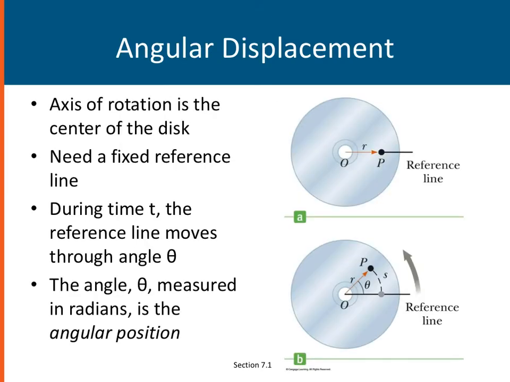So when something spins, we say that it spins around the center of itself. So the axis of rotation is then the center of the disk. If we need a fixed reference line in order to figure out the change in theta, we just make a reference line, and then whatever theta that reference line moves, that's how much the disk is moved, or any point on the disk. And so theta is going to measure the angular position.